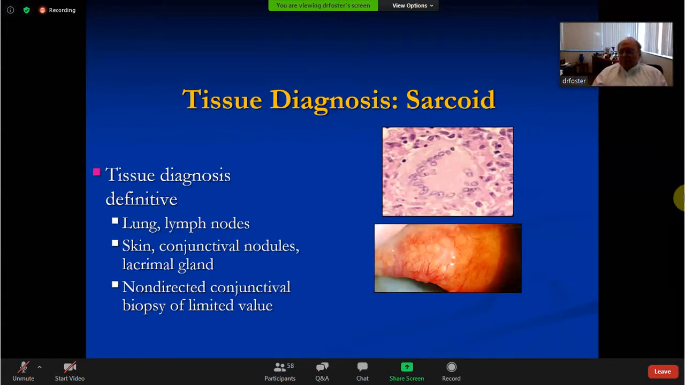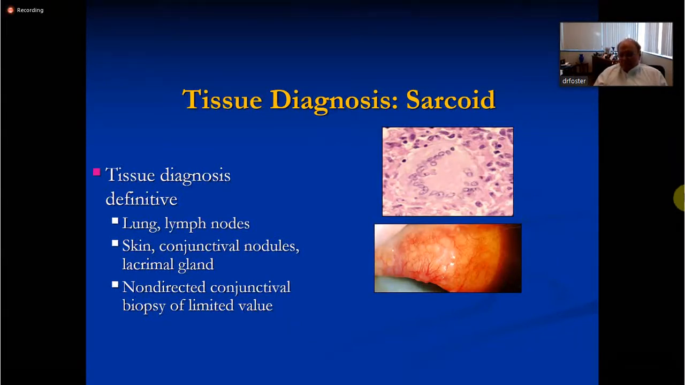Biopsy is important in those patients that you're suspicious that they may have sarcoidosis, looking for non-caseating granuloma. And blind conjunctival biopsies are not terribly useful. They are positive in 10% of patients with uveitis secondary to sarcoid.